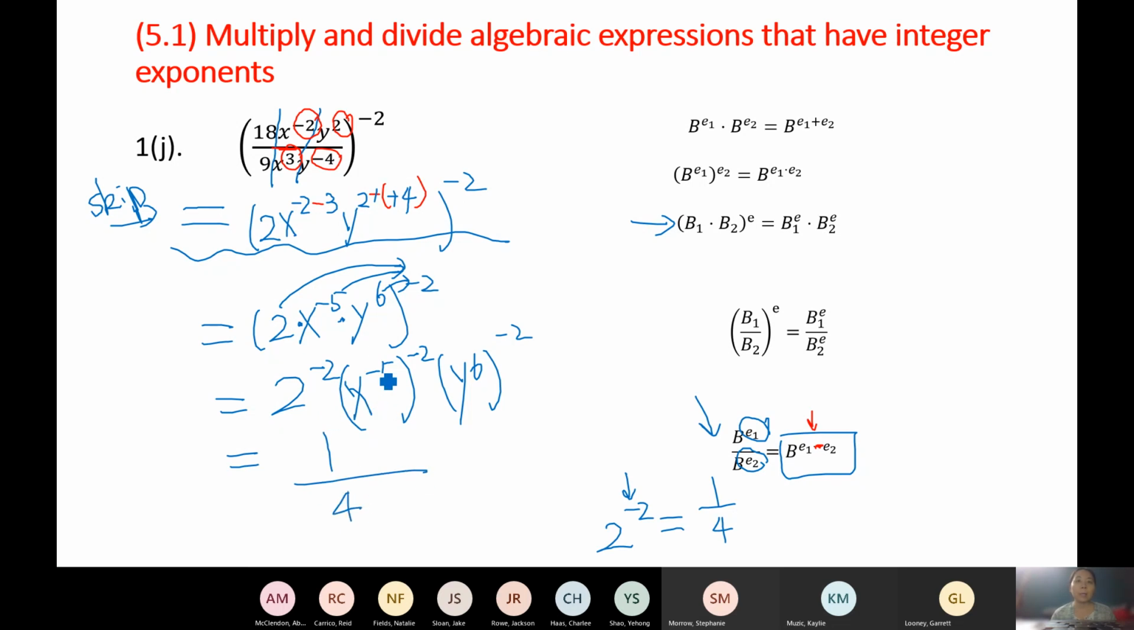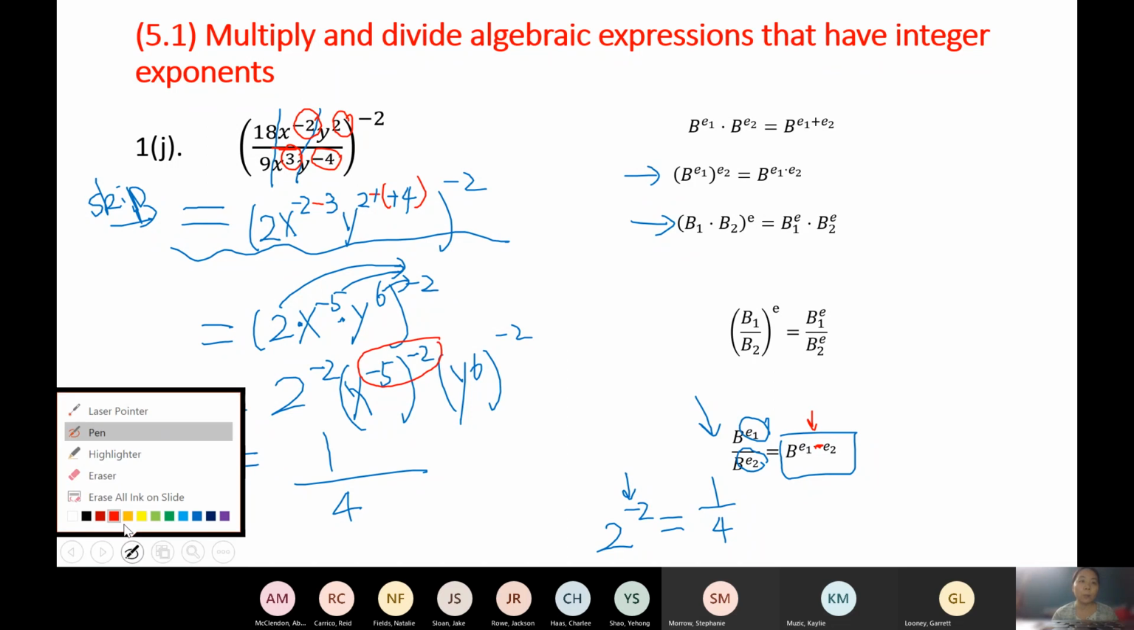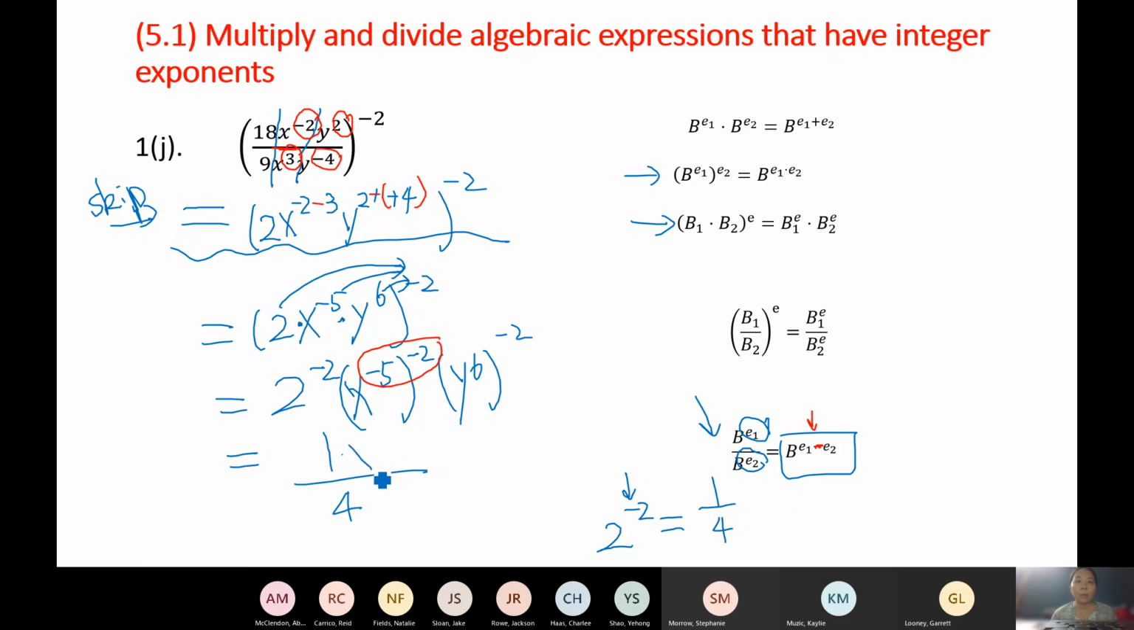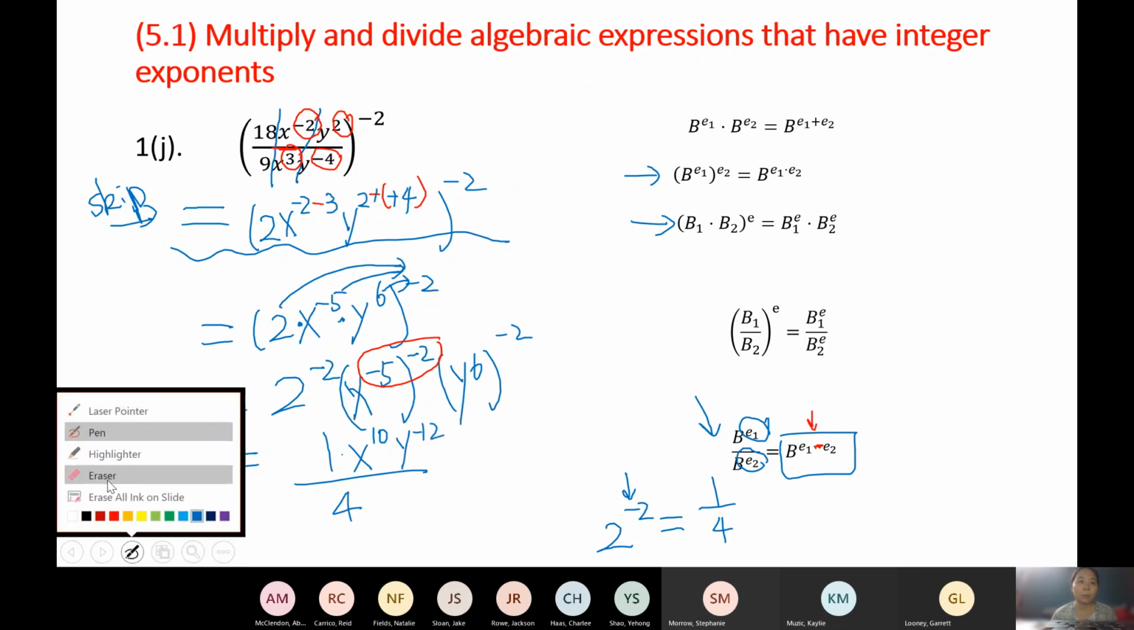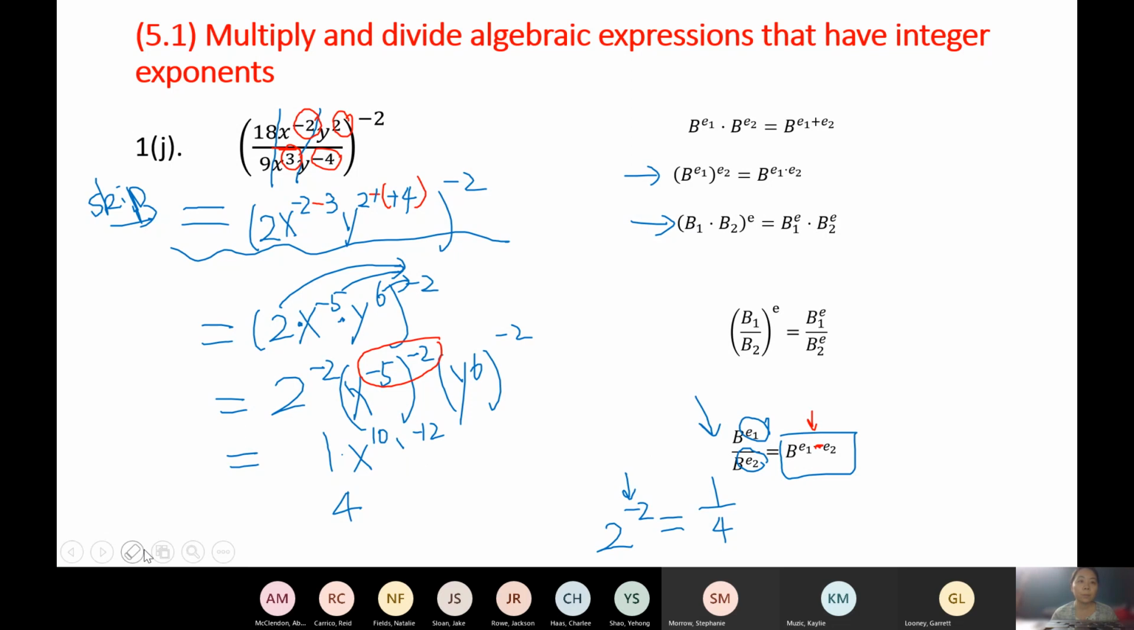Now, x to the negative 5 raised to the negative 2. That is the second formula. When you have two exponents beside each other, you will multiply them. So negative 5 times negative 2 gives us a positive 10. And y to the 6 to the negative 2, that gives us y to the negative 12. Maybe I shouldn't put this line though here.